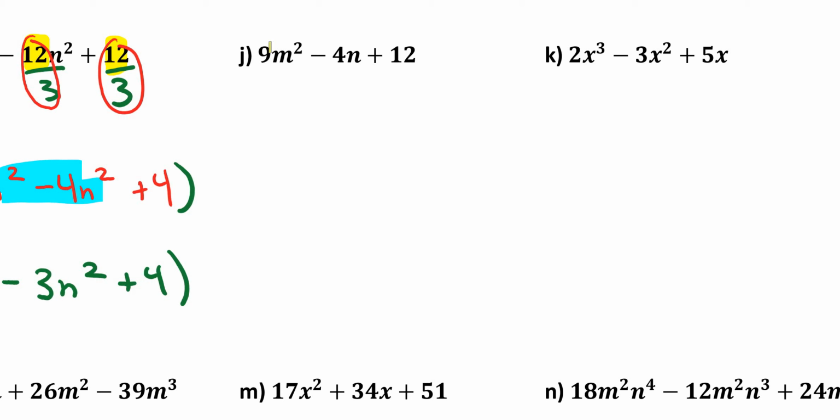Now, for the next one here, if I look at the 9, the 4, and the 12, there's not a number that divides all three of those numbers at the same time. The only number that works is 1, so this one we can't factor. We can't factor it because there's not a number bigger than 1 that can divide the 9, the 4, and the 12 at the same time.